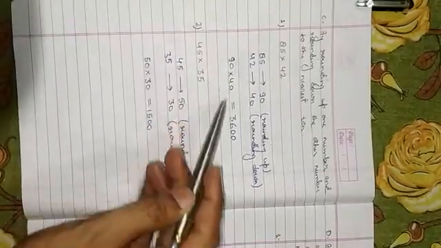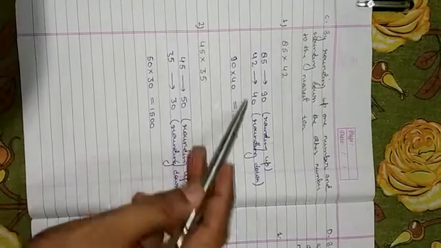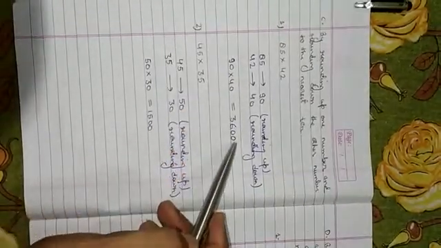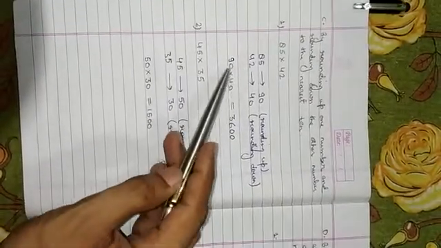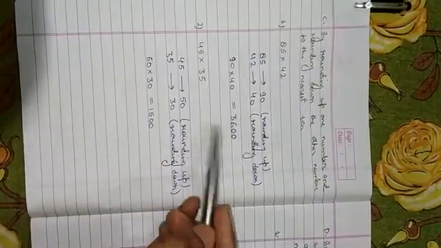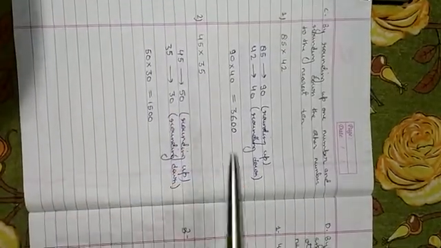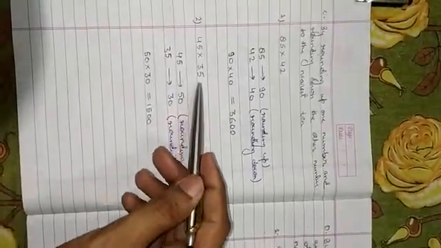9 fours are 36 and 2 zeros, we will put 2 zeros. We do not need any calculation. We just have to multiply 9 into 4. Okay, 36, then we will put 2 zeros after 36. B part, 45 into 35.